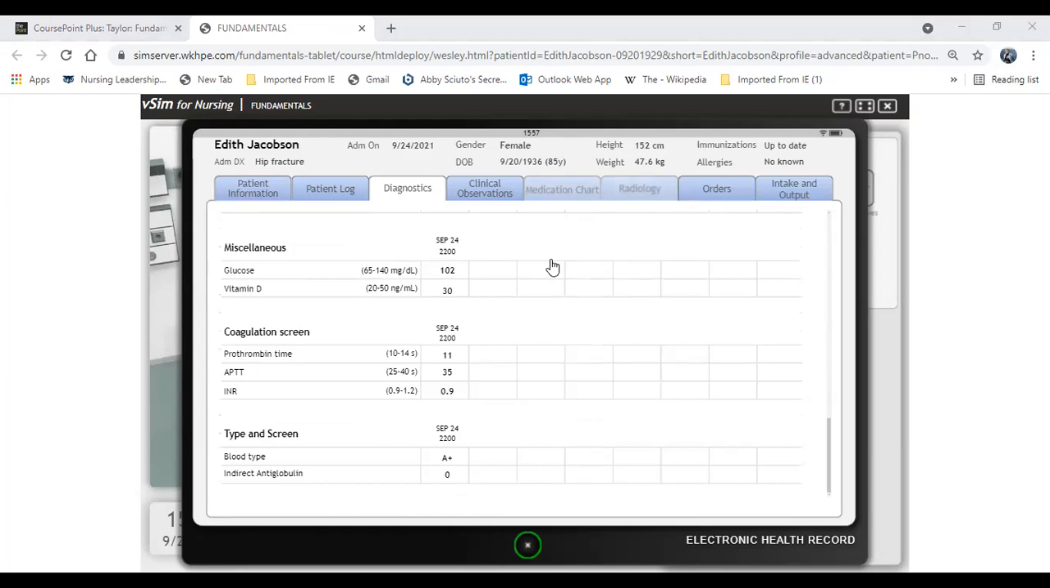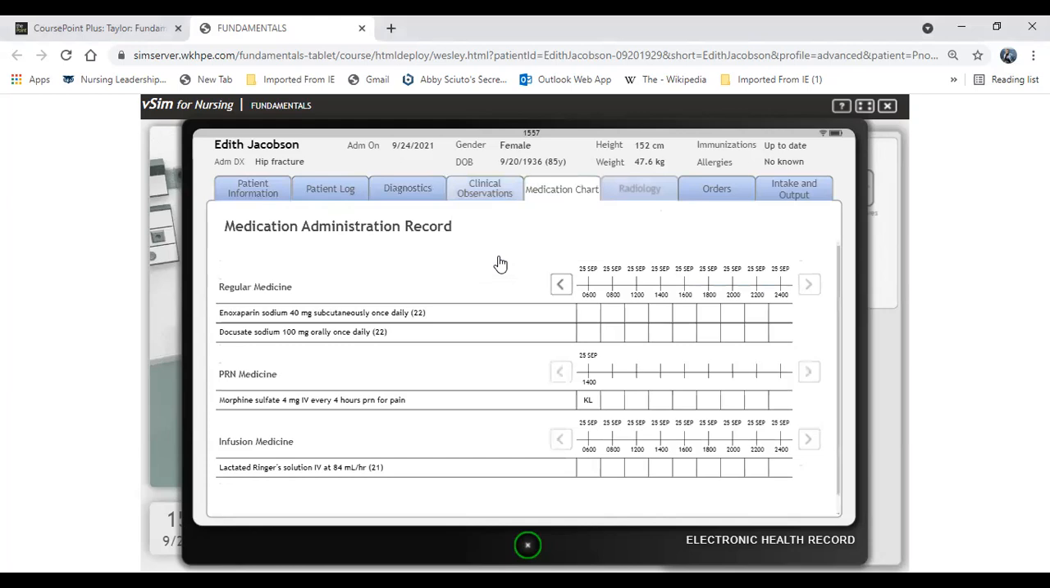This is your medication administration records. This is going to tell you what medication you're given. It tells you about the IV solution, which I think I already documented for you guys. Morphine.